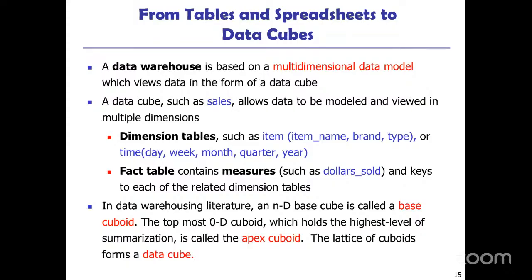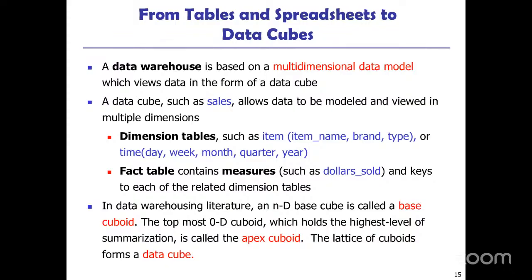And next we will see from tables and spreadsheets to data cubes. The basic thing is the table. In general, the information is available in tables or spreadsheets. Generally, Microsoft Excel is the best example for spreadsheets. To data cubes at the higher level: a data warehouse is based on a multi-dimensional data model which views data in the form of a data cube. A data cube, for example when we talk about sales, allows data to be modeled and viewed in multiple dimensions.